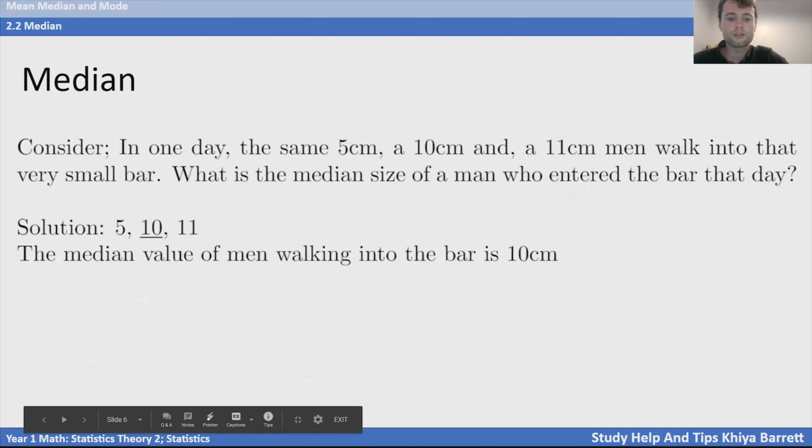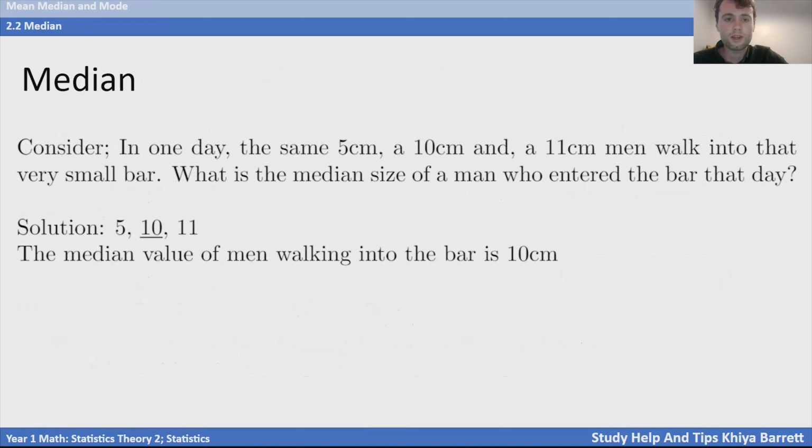Median. So in one day, a 5 centimeter, a 10 centimeter, and an 11 centimeter man walk into a very small bar. What is the median size of a man who entered the bar that day? Well, the solution: you've got 5, 10, and 11. These are the sizes of the men. But as you can see, the median is the middle value. So it's going to be 10 centimeters.